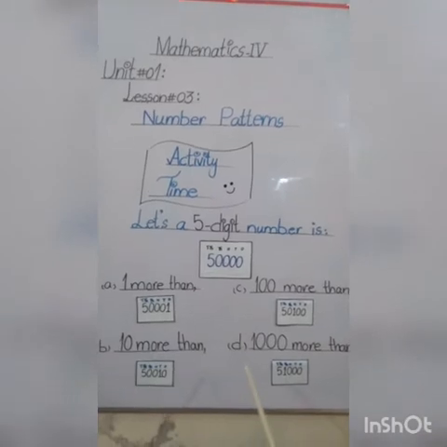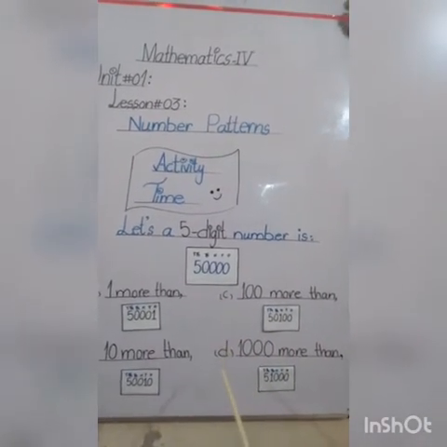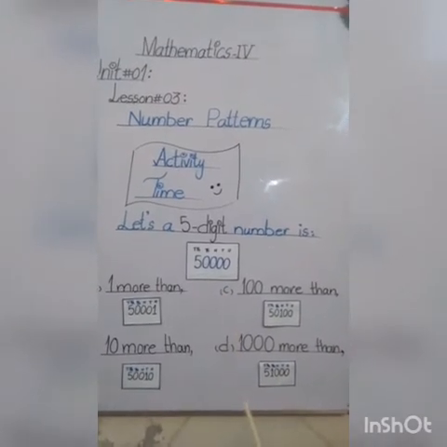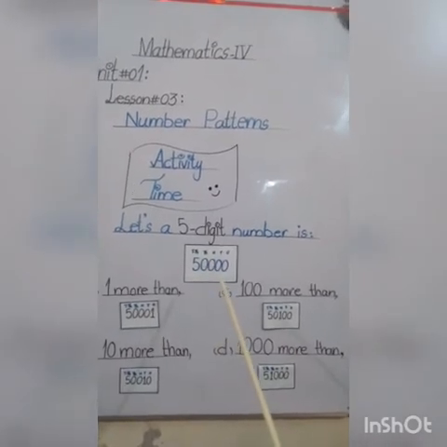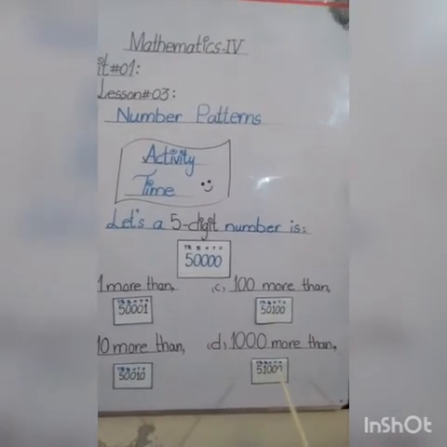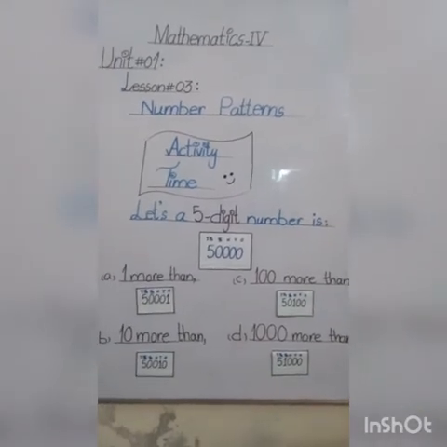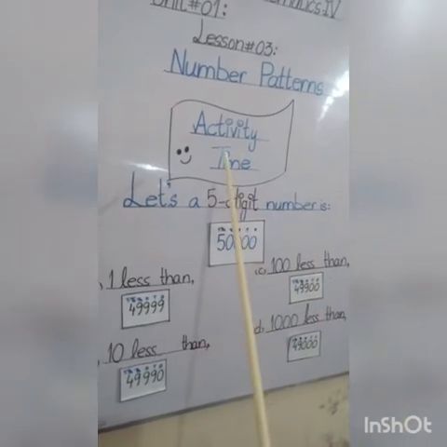And now D part, 1000 more than 50,000. It means we have to add 1000 at its thousands place. And now 50,000 will become 51,000. And now we have to repeat this activity.